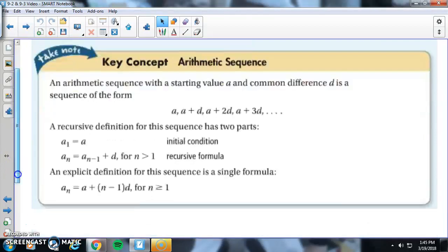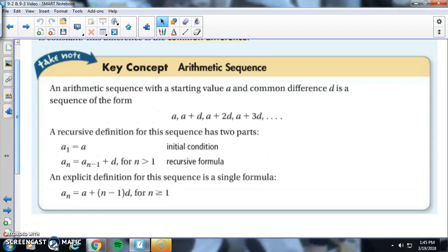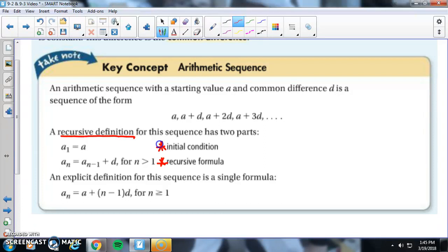We have two different types of definitions. We can have a recursive definition, and we can have an explicit definition. Our recursive definition has two parts. We need the initial condition, which is our first term, so A sub 1 is equal to a value. Then we need the recursive formula, which is in terms of the term before. So A sub n, which means any term, is equal to the term before, A sub n minus 1, plus D, the common difference. If we're writing a recursive definition, we need both parts.